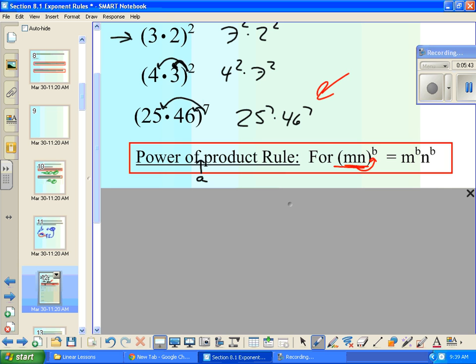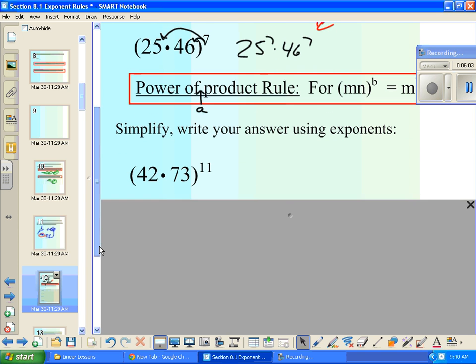But what happens in those cases? Well, as it says right here, if I have m times n to the b power, really what I can also think of is the same thing: take whatever that b power is, that number, and just apply it to both of those numbers. And that works, just like I showed with the examples above. And again, just showing one more of those.